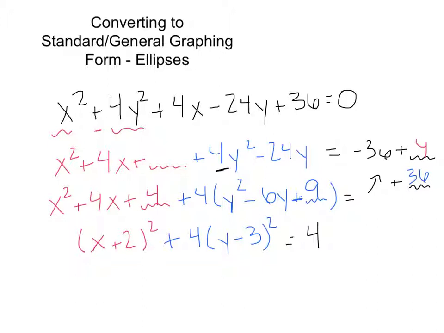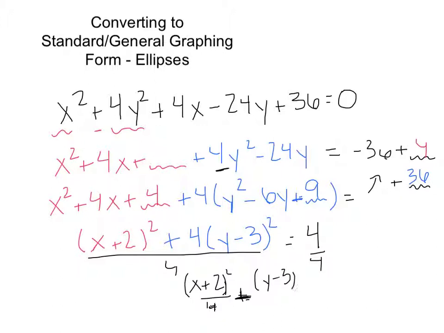We're almost done with our equation, except remember, equations for ellipses always equal 1. So if we wanted the right-hand side to equal 1, what would we have to do? We would have to divide it by 4. And since this is an equation, we have to divide the whole thing by 4. So we're going to end up with x plus 2 squared divided by 4, sorry, it's not writing well and I'm running out of space, plus y minus 3 squared divided by 4 over 4, which is 1, equals 1.